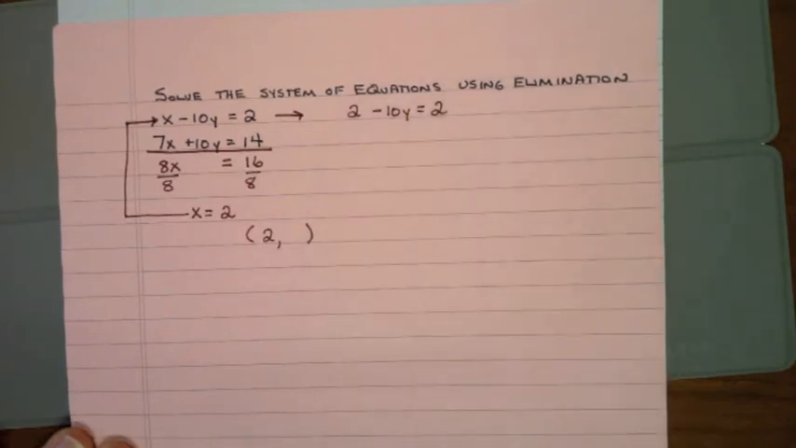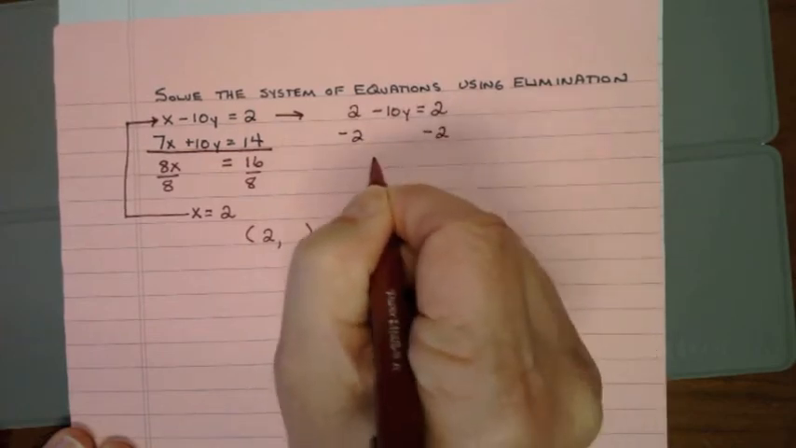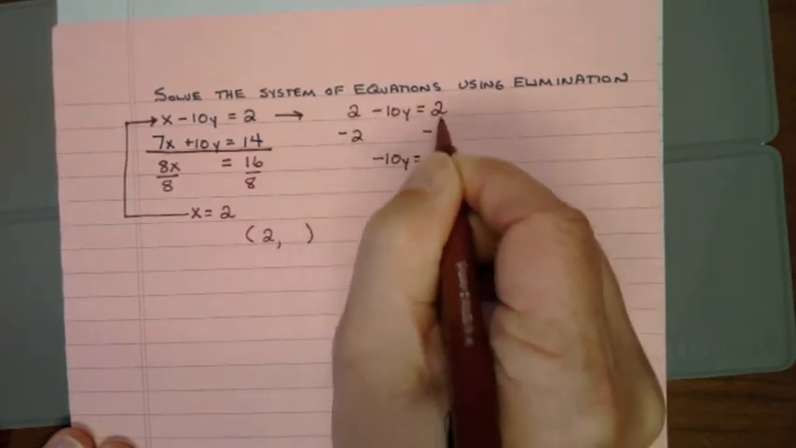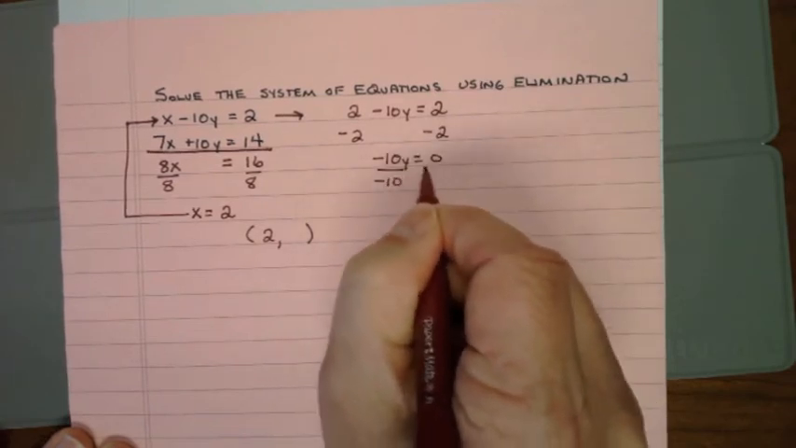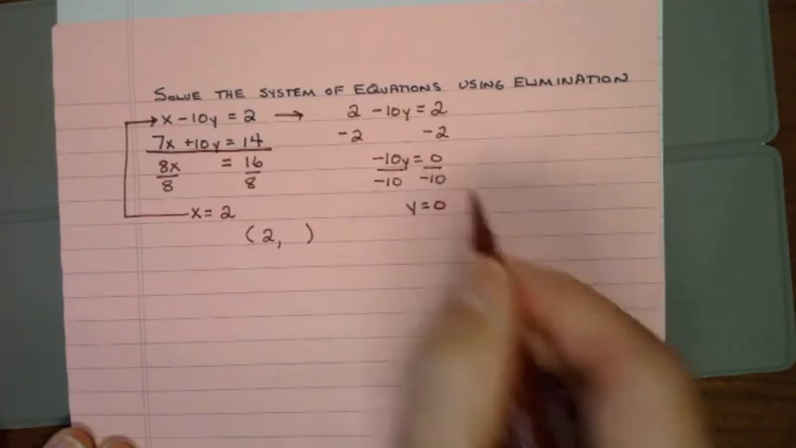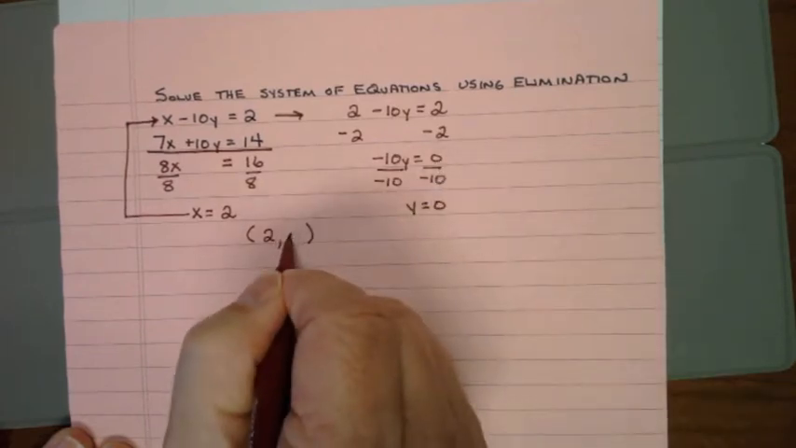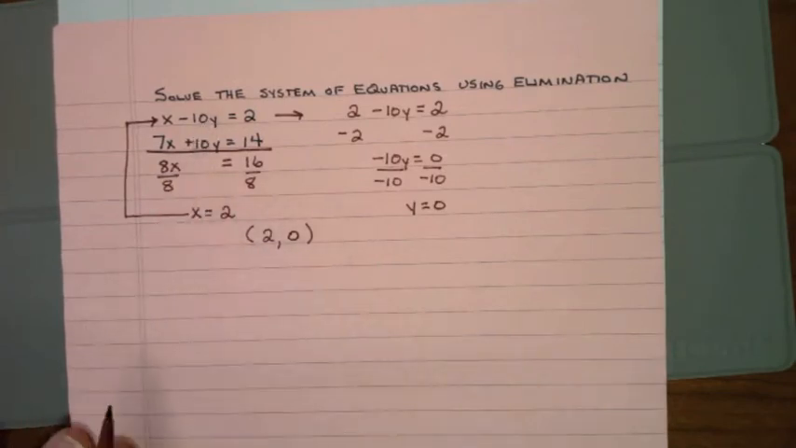I need to solve this for y. Subtract 2 from both sides. Negative 10y is equal to 0. Divide both sides by negative 10. Y is equal to 0. 0 divided by negative 10 is 0. This is the point right here where these two lines intersect.